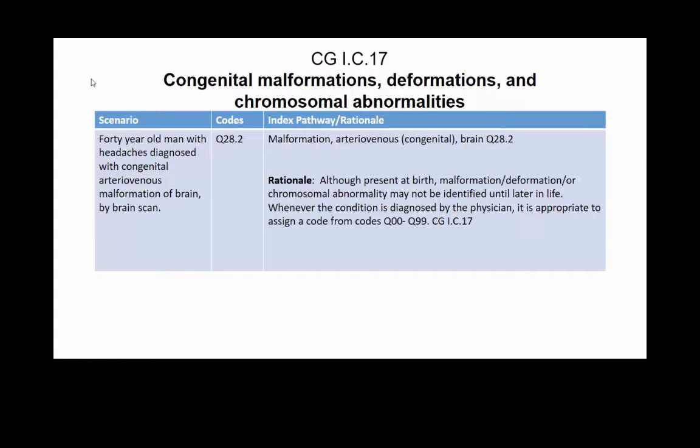A 40-year-old man with headaches diagnosed with congenital arteriovenous malformation of the brain by brain scan. You have here the code. This is one of those examples where the man was born with this condition, but it wasn't identified until he was much later in life. No one had looked at a brain scan before he was 40 years old to know that he had this condition. But once it's been diagnosed, we would pull from Chapter 17 because it is a congenital malformation.